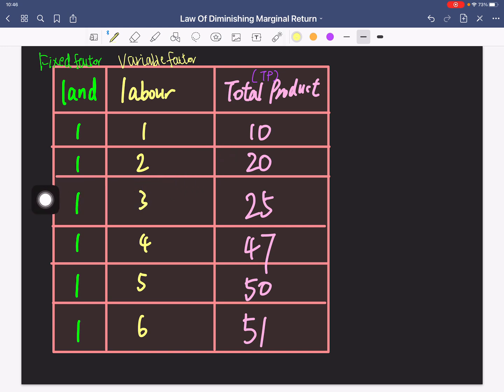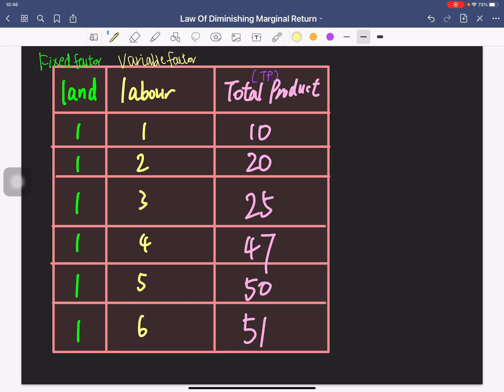When we have 1 unit of land, 3 units of labor, we're going to produce 25 units of output. So it's just like this, total output. So we define it as just the total output. And we have to read it according to the factors of production employed. I think you should have no problem with total output.